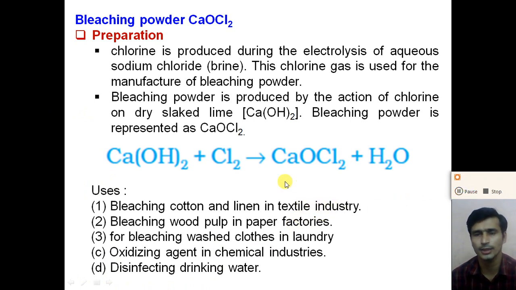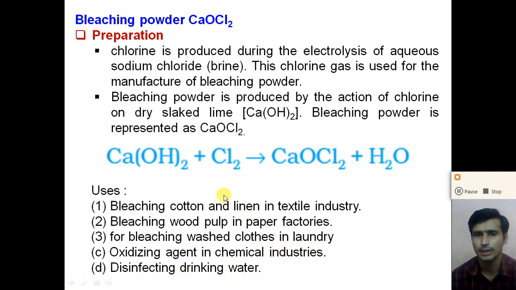So dear student, understand the preparation and use of bleaching powder. How is bleaching powder prepared? When chlorine gas is passed over dry slaked lime, that is calcium hydroxide, we get bleaching powder, right? And these are its uses: bleaching cotton and linen in the textile industry, bleaching wood pulp in paper factories, bleaching washed clothes in the laundry, an oxidizing agent in chemical industries, and disinfecting drinking water.